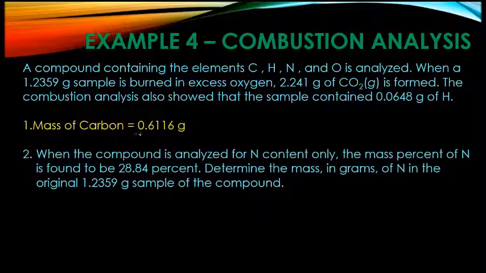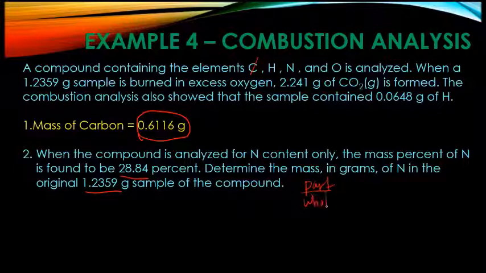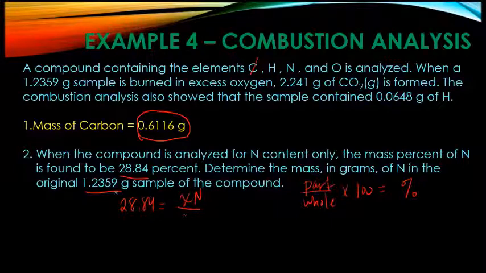All right, so that's the first part. Step 1, finding the grams of the carbon. So that one's done. We found the grams of the carbon. Now, when the compound is analyzed for nitrogen content only, the mass percent is found to be 28.84%. Determine the mass in grams of the nitrogen in the compound. Now, this is basically just part over whole times 100 gives you the percent. We know the percent is 28.84. We don't know the part of the nitrogen. What we do know is the whole sample here.